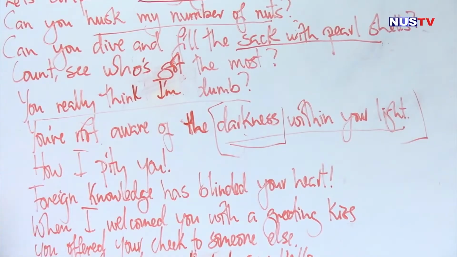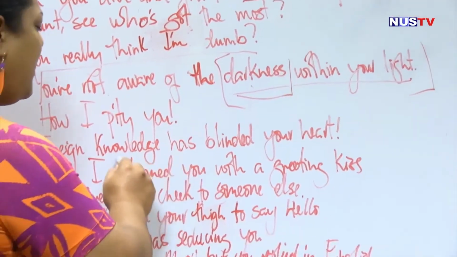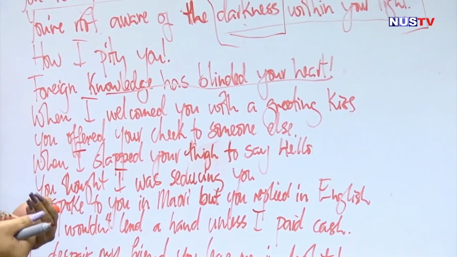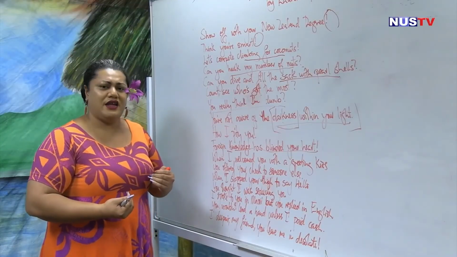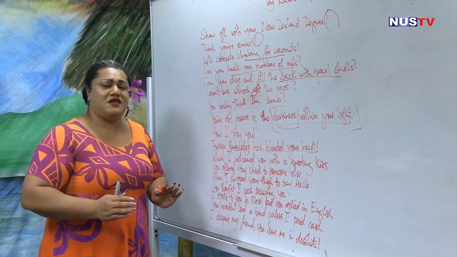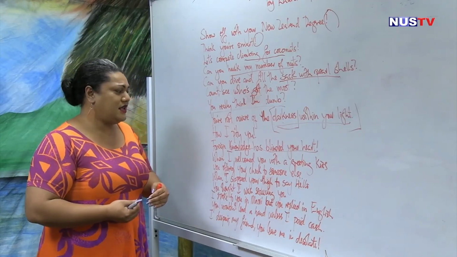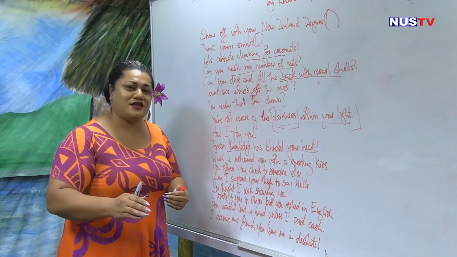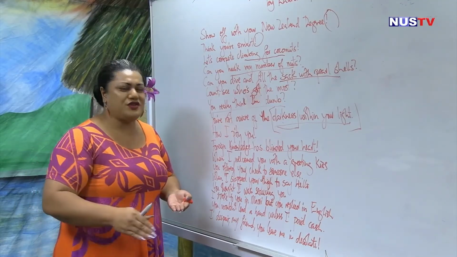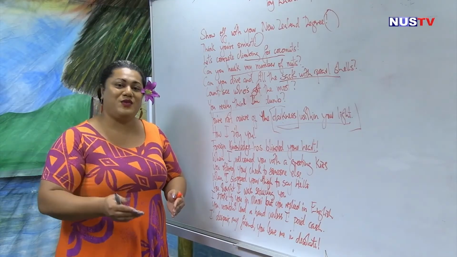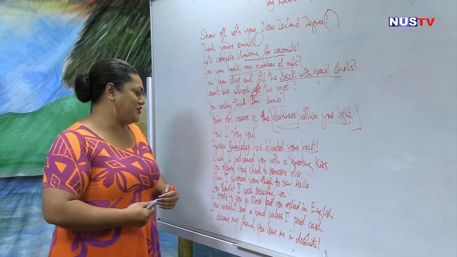How I pity you. Foreign knowledge has blinded your heart. That means it is a complaint. So the first persona is still ranting or complaining about this person that has arrived from overseas and thinks that this person has all the knowledge, but traditionally, culturally, routines that they do in everyday life, that's where they lack the knowledge.